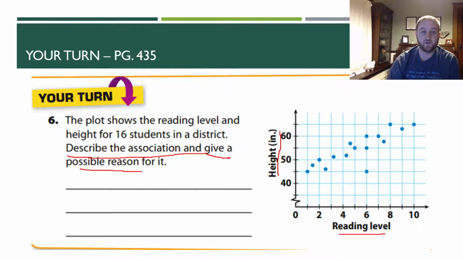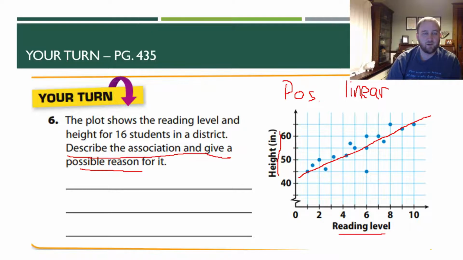All right, so hopefully you were able to pause it. You took some time to answer. If you haven't, please do answer it. Come up with your own solution. We can see that as the height of a student increases, their reading level also increases. This shows a positive association. You can also see that it kind of goes in somewhat of a straight line. Obviously, it's not a perfect line. So I would say this is also a linear association.